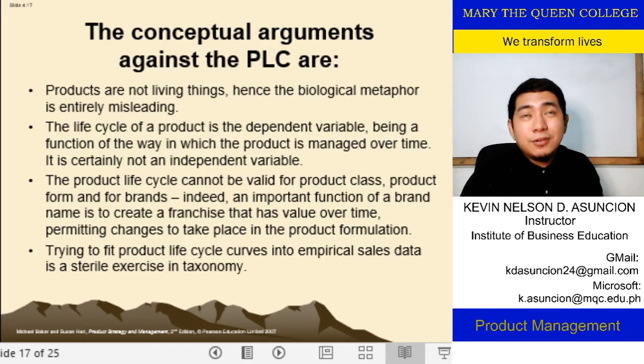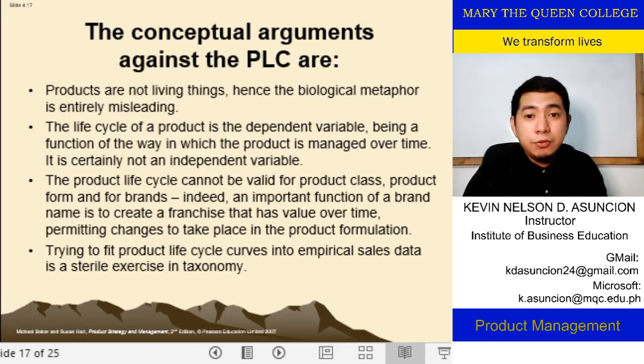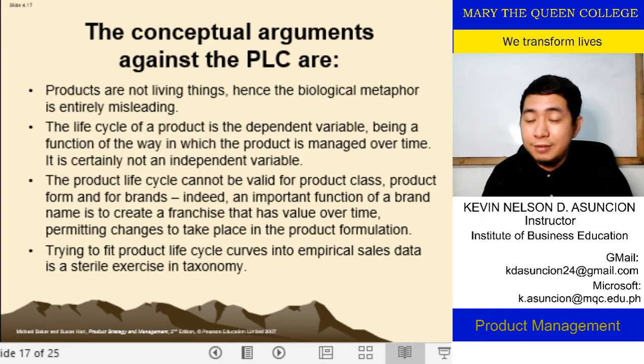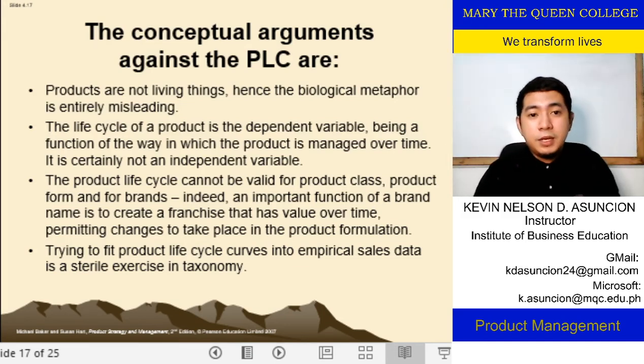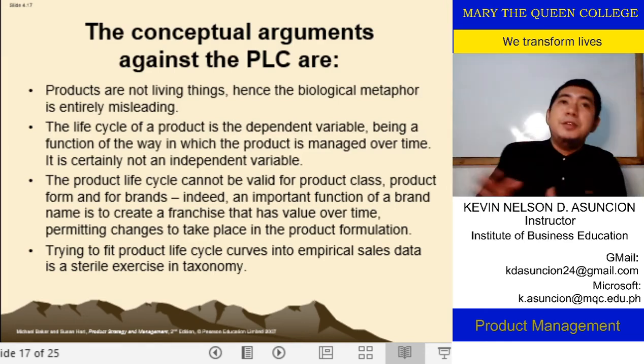So ikaw yung gagawa ng paraan how can it achieve the renewed growth or the extension of the growth. So the product life cycle can be valid for product class, product form, and for brand. So meron kasing hindi applicable yan. However, at least they can illustrate their own product life cycle depending on how they interpret yung life ng isang product. And trying to fit product lifecycle curves into empirical sales data is a sterile exercise in taxonomy. So, ibig sabihin, you're classifying.